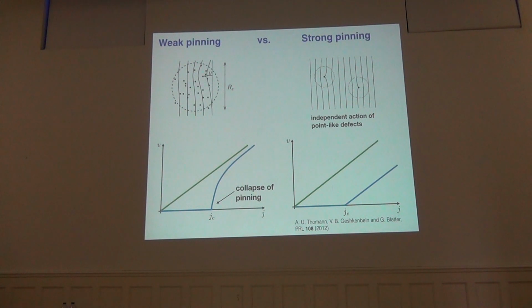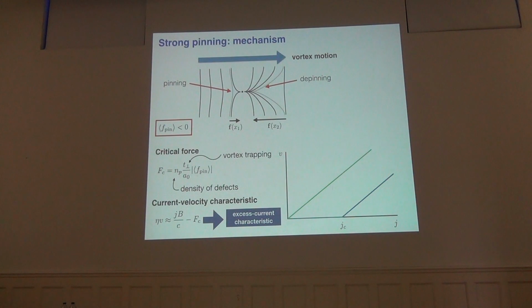So in our project, we address the question of what happens with this picture when we turn on the temperature, because temperature enhances the vortex motion, it helps vortices to escape the defects. So before I talk about that, let me just say a couple of words about what we mean precisely by the strong pinning mechanism and how it works.